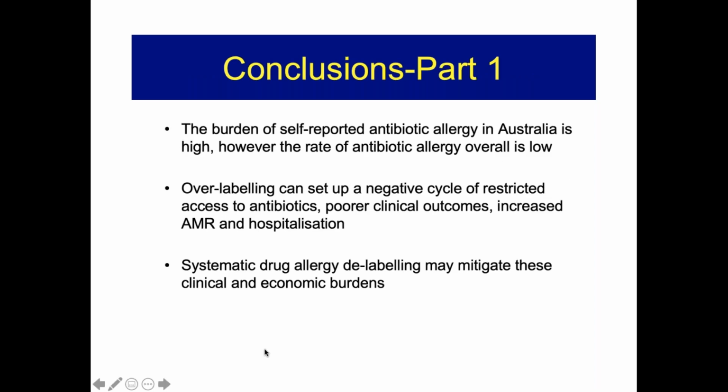So the burden of self-reported antibiotic allergy in Australia is very high. We have a high rate for any kind of allergy. It's probably about 10 to 15% in other countries. It's sitting here close to 20%. Overlabeling can set up a negative cycle of restricted access to antibiotics, poorer clinical outcomes, increased AMR, and hospitalization. And if we had a way where we systematically delabel these patients and assess them, hopefully close to their actual reaction, this might mitigate many of the clinical and economic burdens that are associated with unaddressed penicillin allergy labeling.